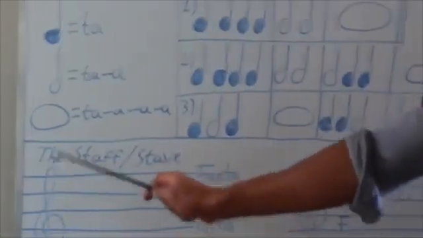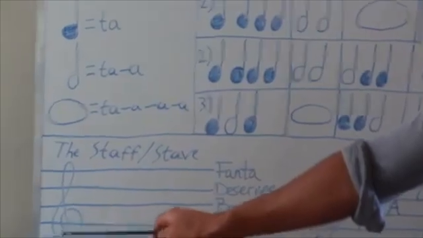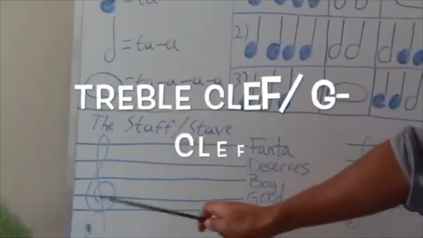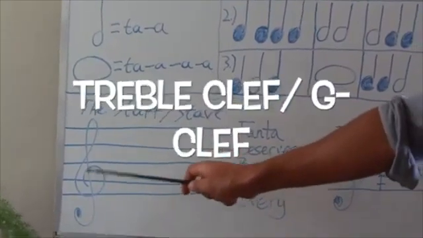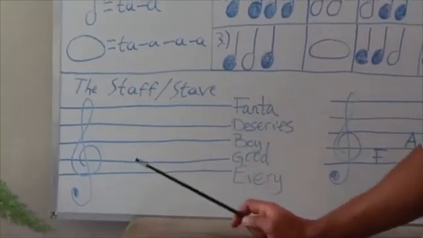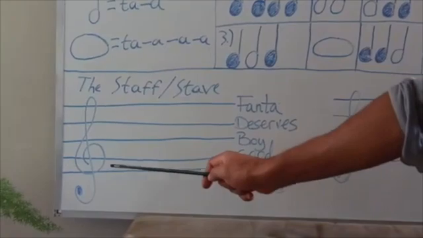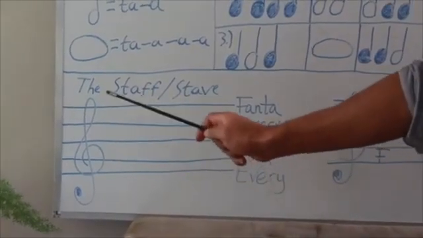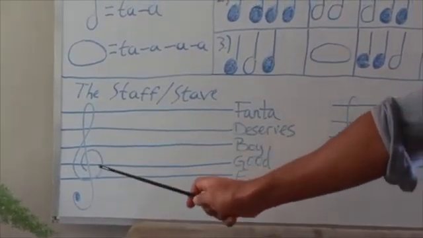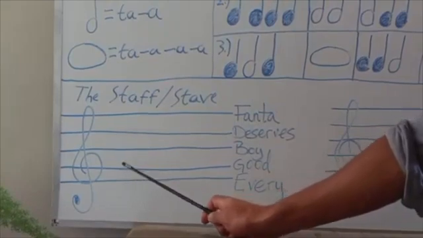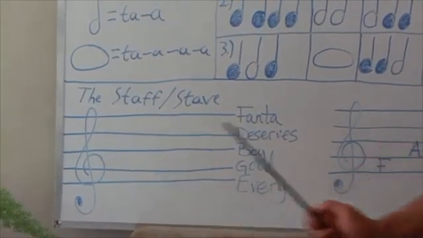This squiggly thing right here, actually, you know what it is. It's called a treble clef. But just like everything else in music, it has a second name. It's also called a G clef. And the reason it's called a G clef is, you see this line over here? This is known as the G line, and we're about to find out why.